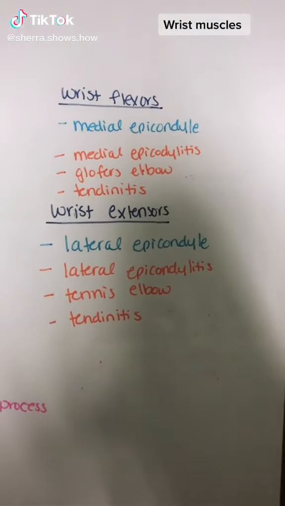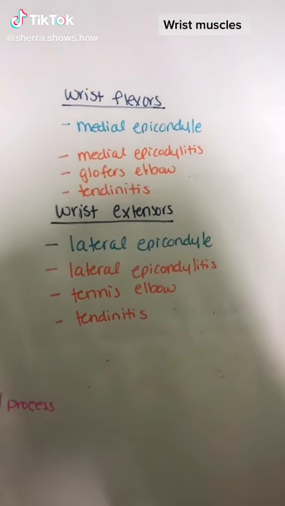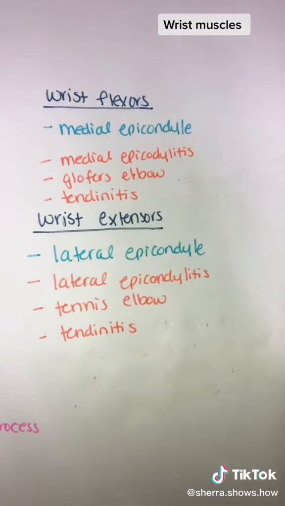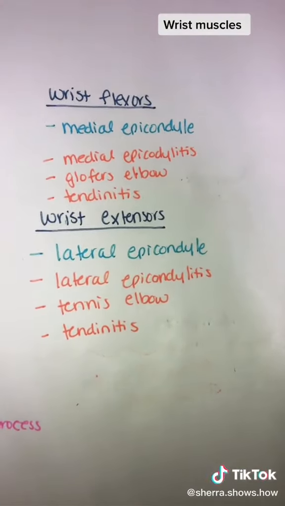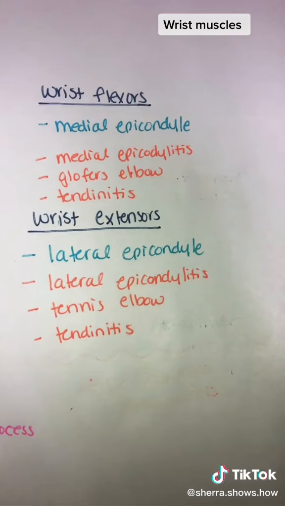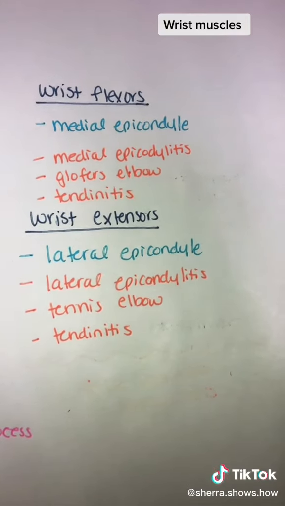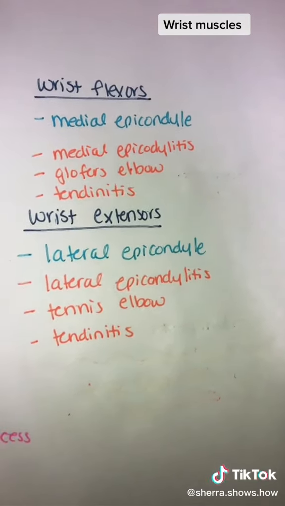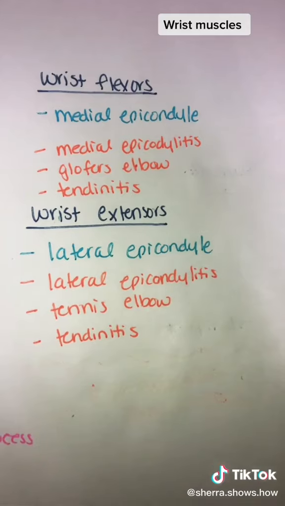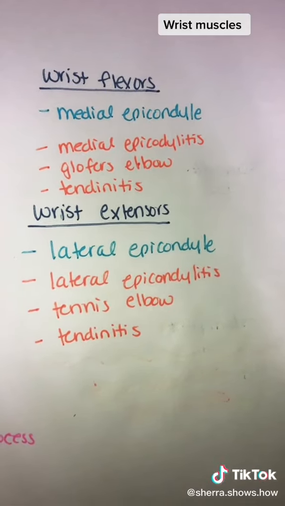Okay, so let's talk for a minute about wrist flexors and wrist extensors. All right, we know that there's a ton of muscles on the antebrachium, the forearm, right? And most of them will tell you exactly what they do. Flexor carpi radialis means it flexes the wrist, and it's on the radial side. Flexor carpi ulnaris flexes the wrist, carpi being wrist, and it's on the ulnar side.